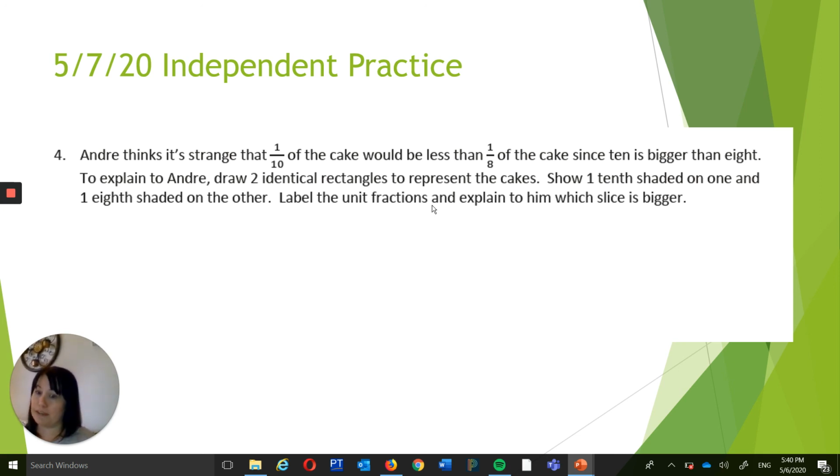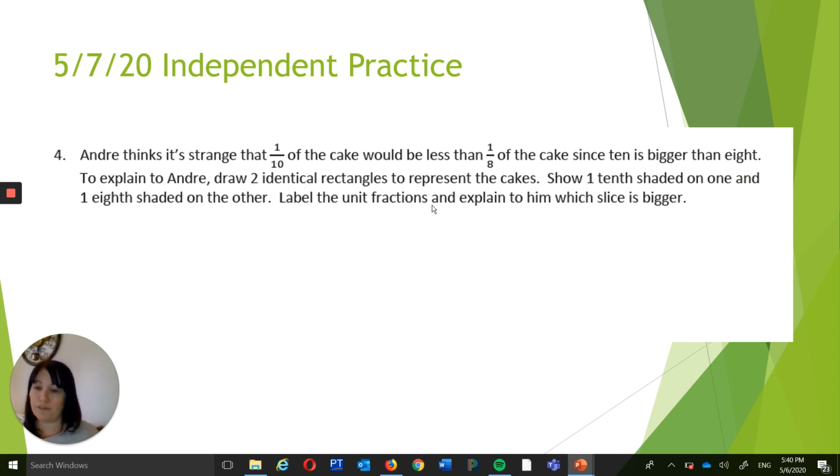So this story problem has several parts. The first thing you're going to do is draw the two identical rectangles. You are going to partition one of them into tenths and the other one into eighths. When you are done with that, you need to always label the fractions, and then explain to Andre why 1/10 of the cake would be less than 1/8 of the cake. When you've done all of those parts, you are done with the independent practice of the day.